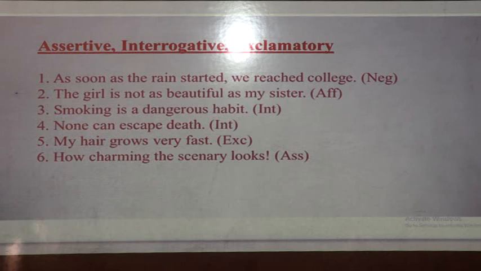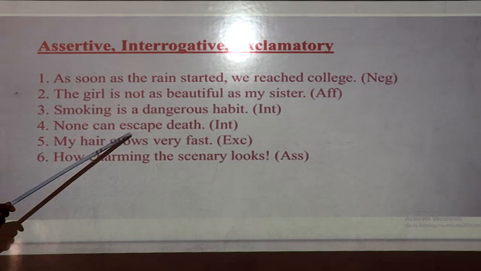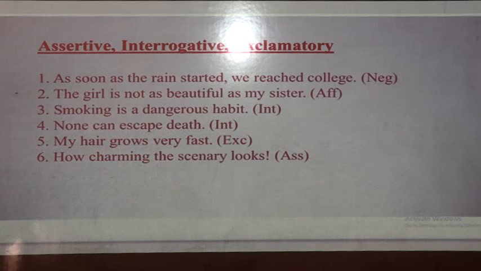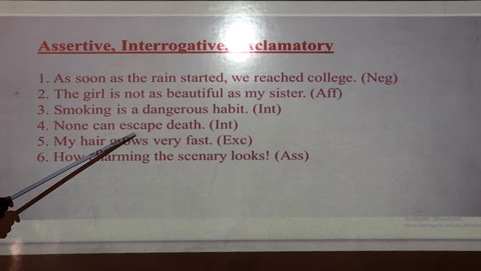Number 4, none can escape death. None can escape death. It is negative sentence. We have to make it interrogative sentence. If we use who, there is the use of can. None can, nobody can. In place of none, if we use who, it will be interrogative sentence. Who can escape death? Use of note of interrogation. So the sentence is, none can escape death. It is negative sentence. Interrogative one is, who can escape death?